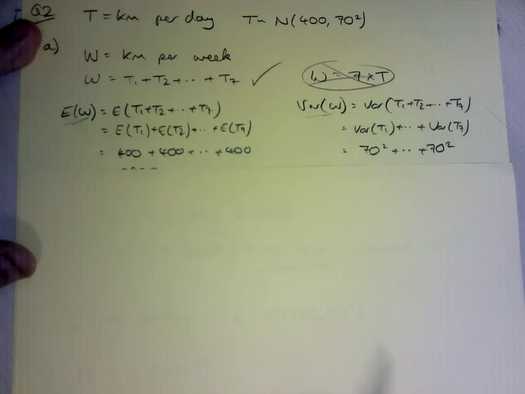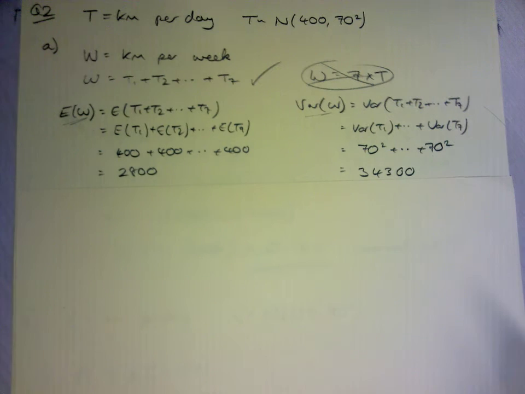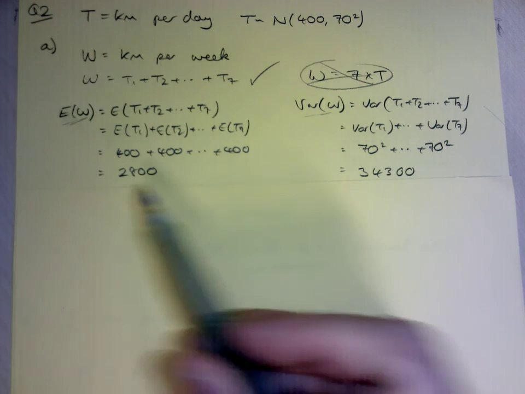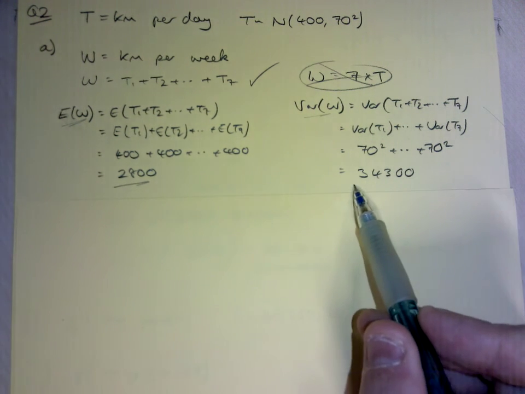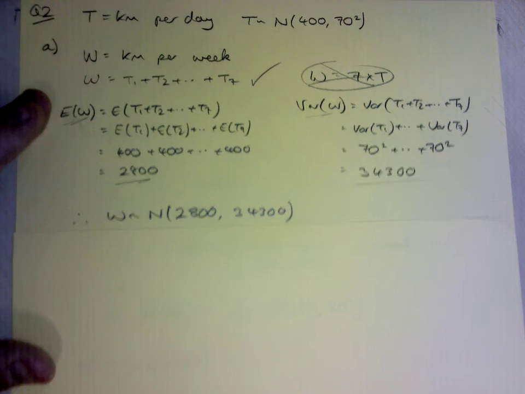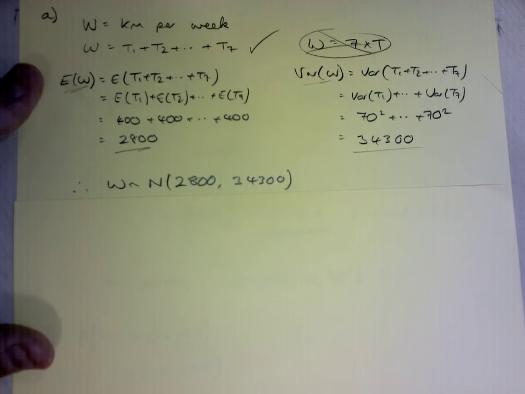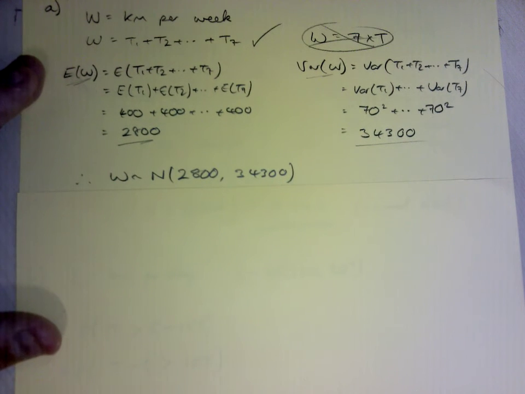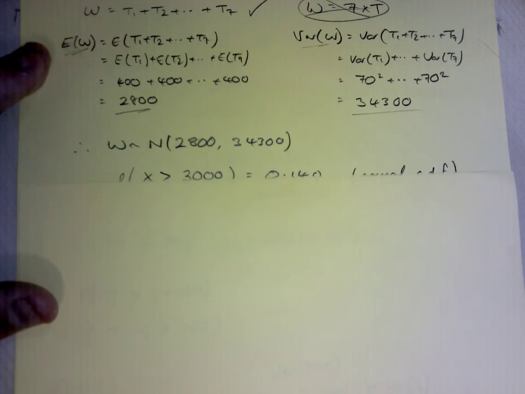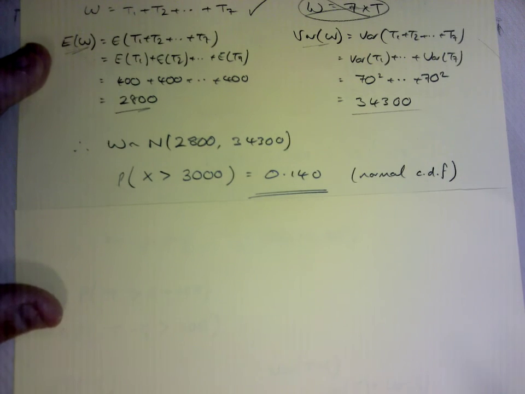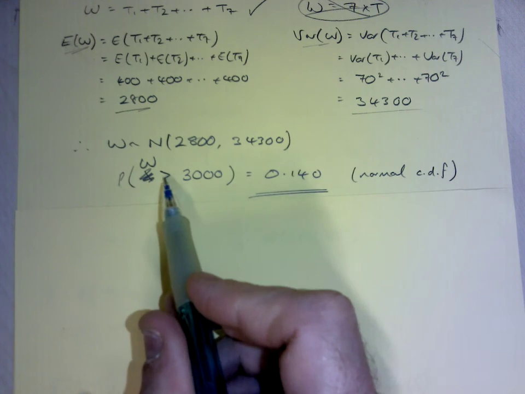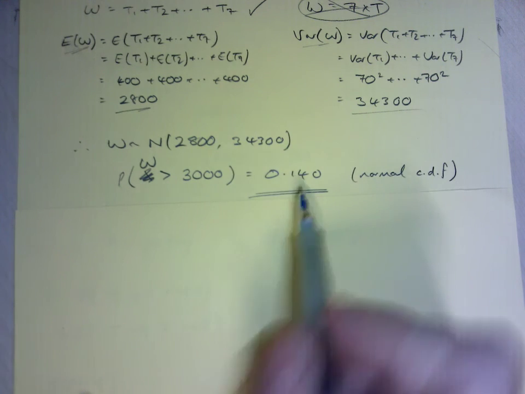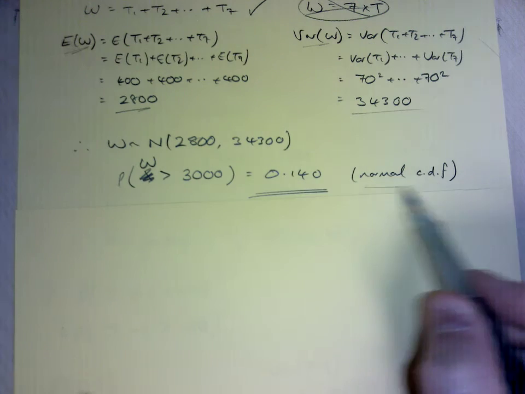So I can work those through, adding up the separate ones, and I then get the mean of 2800 and the variance of 34,300. So I know the normal distribution for the weekly kilometres. Once I've got that, I can then use my calculator. Oh, I've got the wrong variable in there. That should be a W. The probability W bigger than 3000 is 0.140. I get that from my calculator.